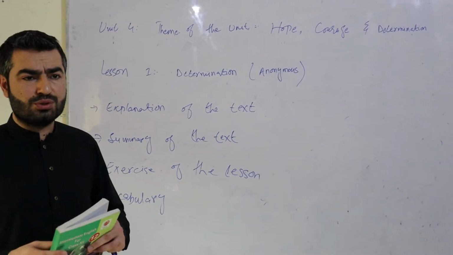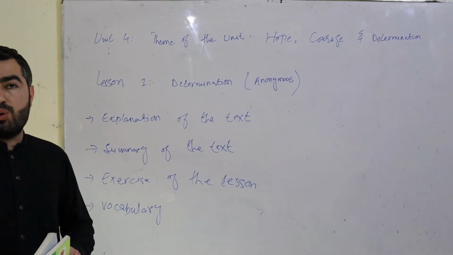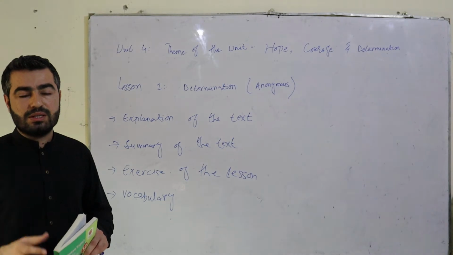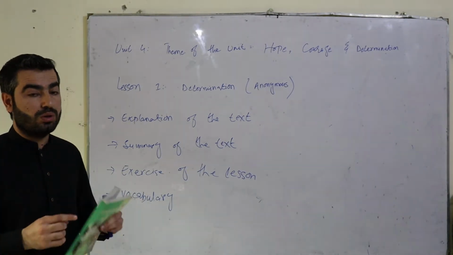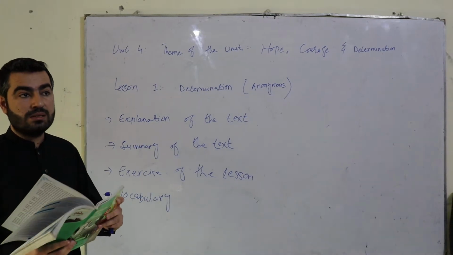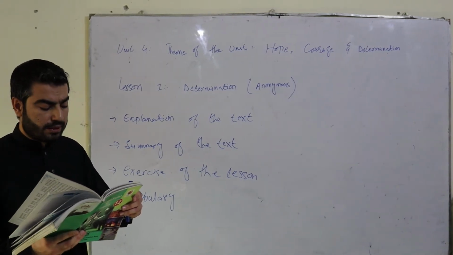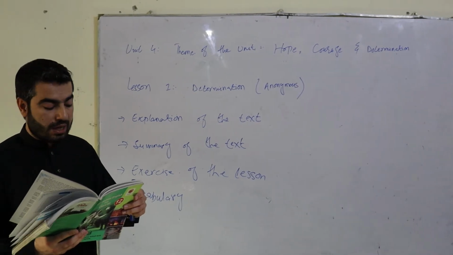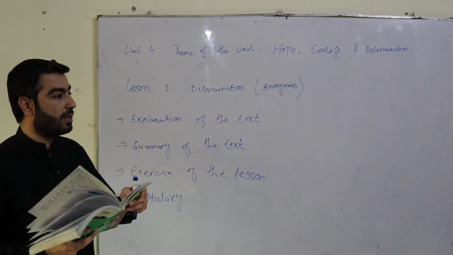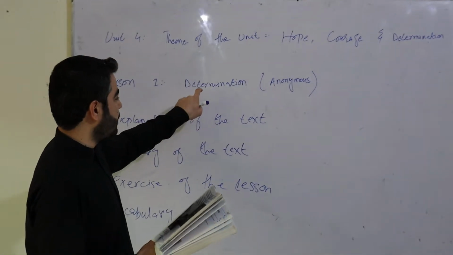In Unit 4, first of all, I will tell you about the theme of the unit, right? What are the exact elements that we are going to explore throughout the whole unit? So this unit basically consists of 3 lessons. 2 of them are stories. The first one is Determination. The second one is The Man Who Planted Trees. And the third one is a poem, It Couldn't Be Done, right? In this lecture, we are going to discuss Determination.